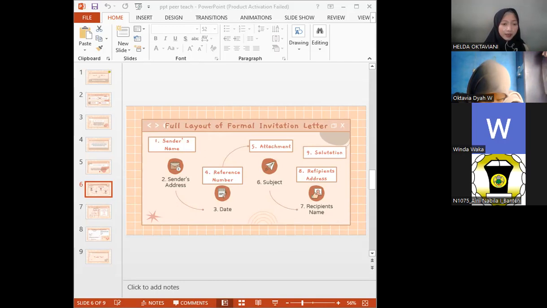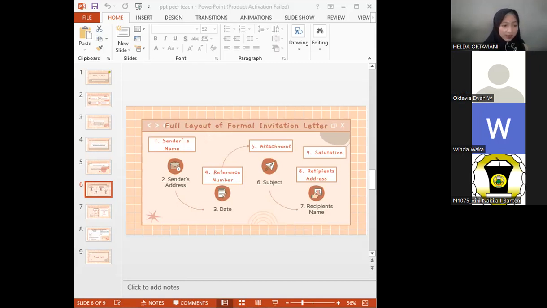The recipient's name, or the invitee's name, is also important to mention. Who are you going to send the letter to? Don't forget to put the name of the person. And next is the recipient address or the invitee address, which is the location of the recipient.